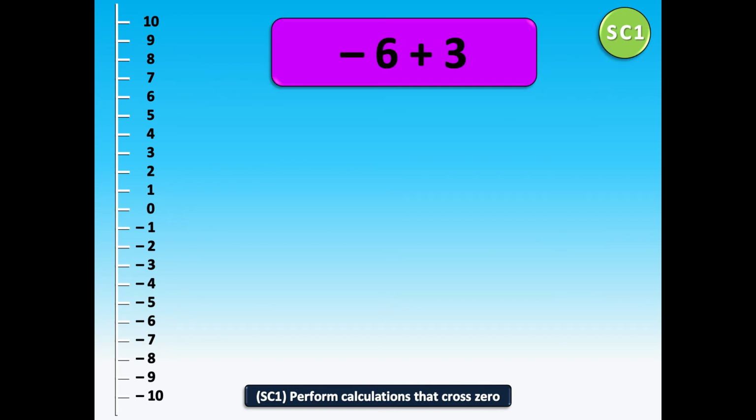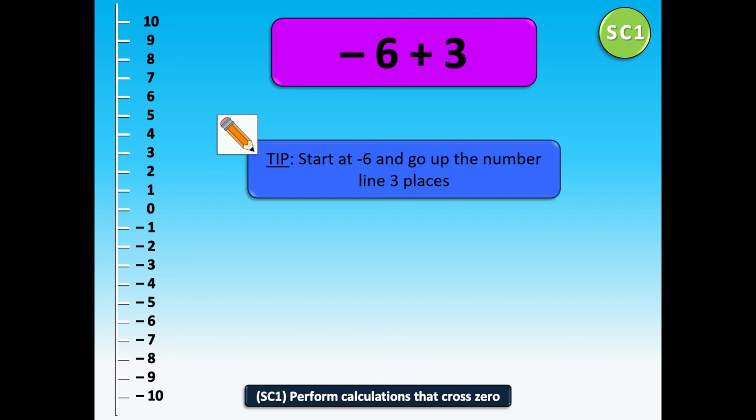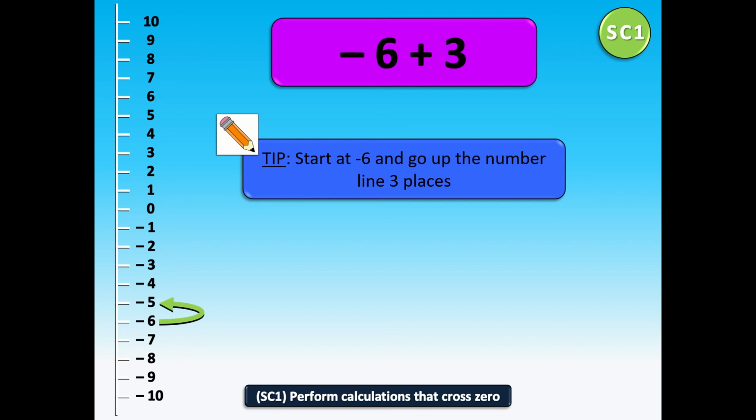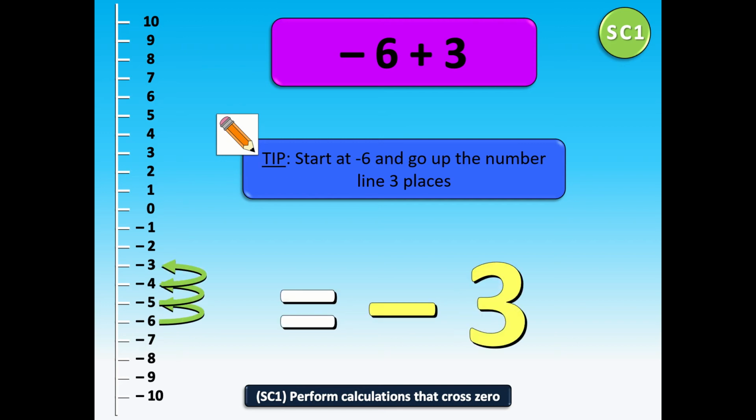So for instance, if we want to do minus 6 plus 3, we start at minus 6 and go up the number line 3 places. And so we get to minus 3, and that's our answer.